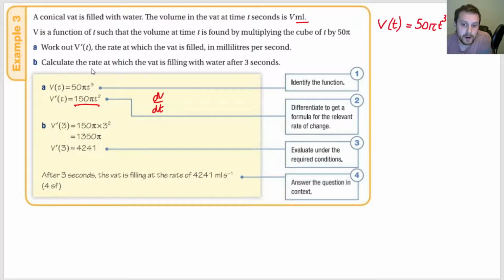And then it says, calculate the rate at which the vat is filling with water after 3 seconds. So you're just going to put v dash of 3. It doesn't actually ask you to do anything other than write 1,350 pi, but it then goes ahead and rounds it, and that's milliliters per second. So anyway, that's that one. As I say, if you are at home and not able to ask me for help in the lesson, and you're confused about any of this, please send me an email.